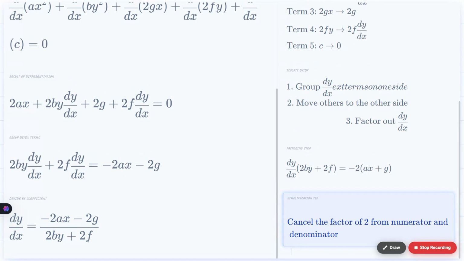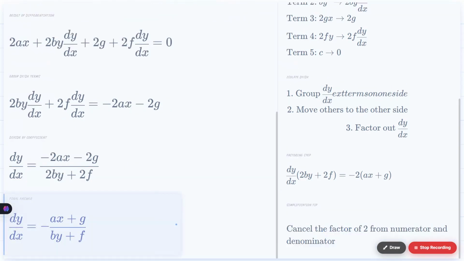We cancel the factor of 2 from the top and the bottom. We do this to make the answer look cleaner. When you divide a number by itself, it becomes 1. We find the final answer is dy/dx equals negative 1 times the quantity x plus 1 divided by y plus 1. This is our finished math sentence. We have successfully gotten dy/dx by itself.